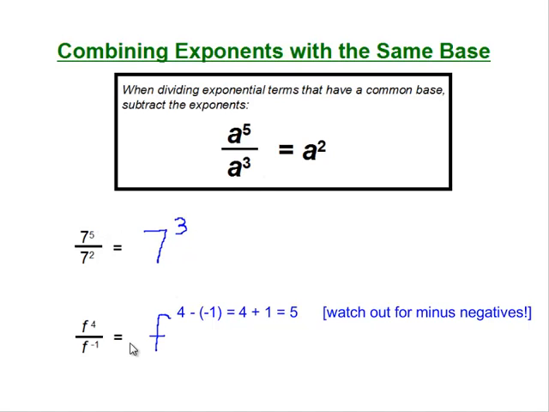So 5 minus 2, 3. Don't get weirded out if there's negatives, but do be careful with them. 4 minus minus 1 means 4 plus 1. The exponent here is 5.